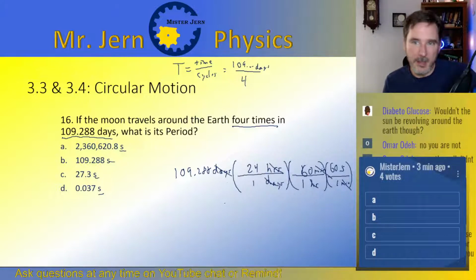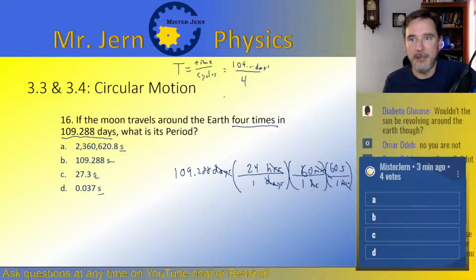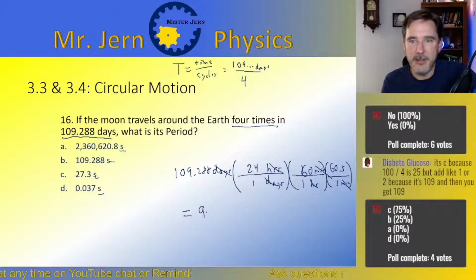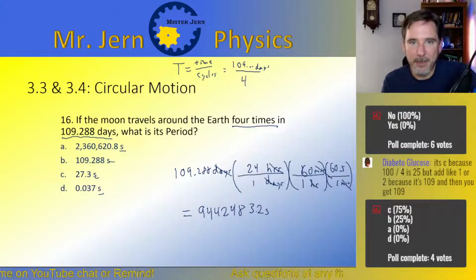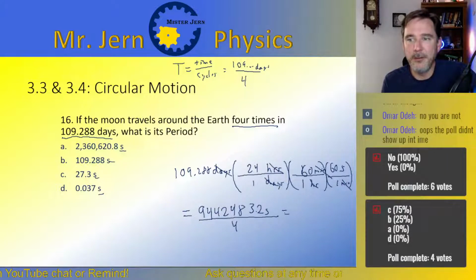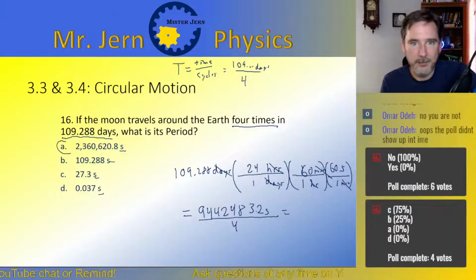So when I do all that, I get my answer. Okay, all right, it's a good thought. The problem is, when I do that, that comes out to being basically 9,442,483.2 seconds in 109 days. If I take that and divide it by 4, all that to get A.